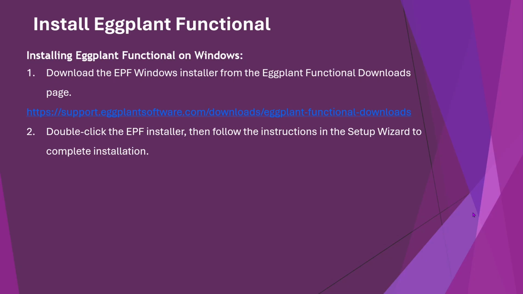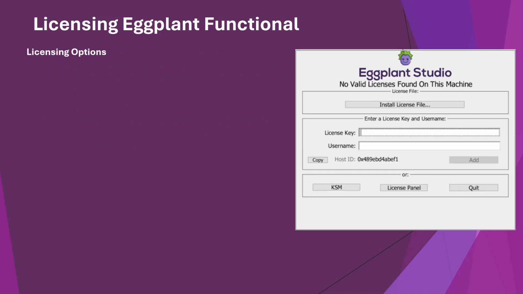Now we have completed our first agenda item, installing Eggplant Functional. What is our next agenda? Our next agenda is configuring the license in Eggplant Functional. First of all, let us understand what the different licensing options available from Keysight are.